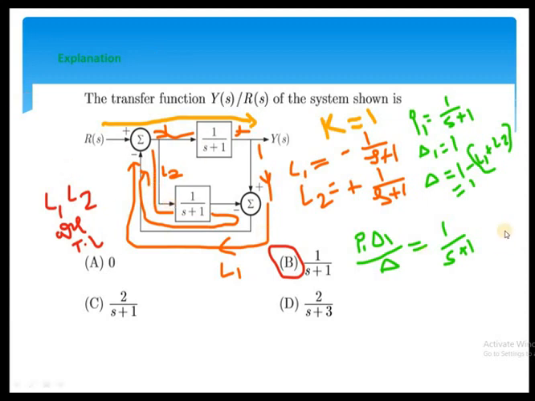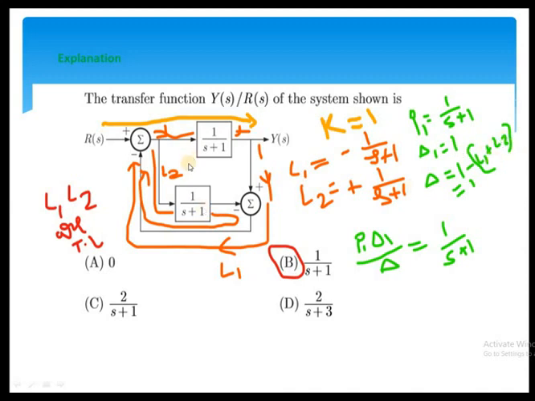That's why delta is nothing but 1 minus the sum of all loops. The first summation is the sum of all loops. We have to sum all the loops. And the next combination is plus the products of 2 non-touching loops. Here all are touching loops only. That's why the value is zero here. So the only thing is delta is 1 minus (L1 plus L2).